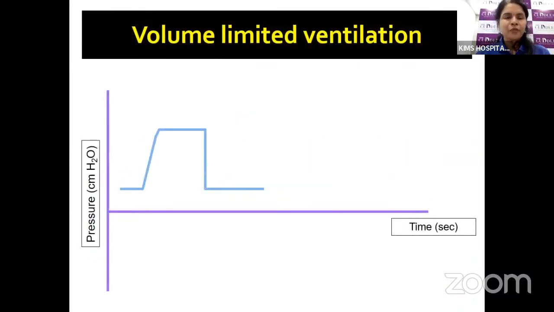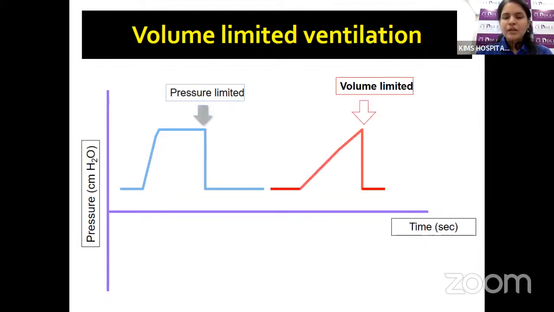But is it enough for us to change completely to volume limited ventilation? Volume limited ventilation is the form of ventilation where the tidal volume is used as the control or the limit variable to regulate the maximum gas flow, unlike pressure. So there are some challenges in adopting the pure form of volume limited ventilation.